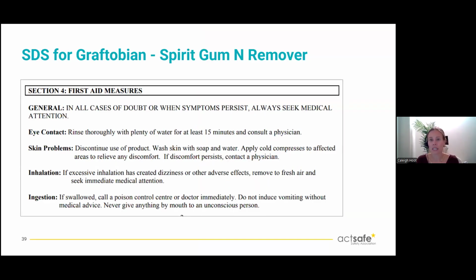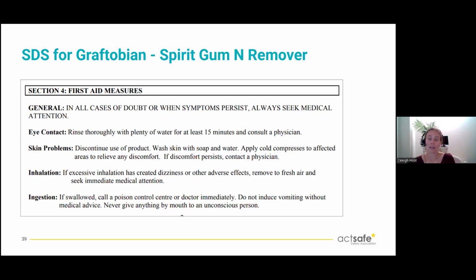What the first aid attendant is going to see is that if it had gotten on the skin, we would discontinue use of the product, wash the skin with soap and water, apply a cold compress, and then contact a physician if the discomfort persists. What if we swallowed it? Okay, we would call poison control. We would not induce vomiting in this situation without medical advice, and we'd never give anything by mouth to an unconscious person. So that just gives us a little bit of detail.